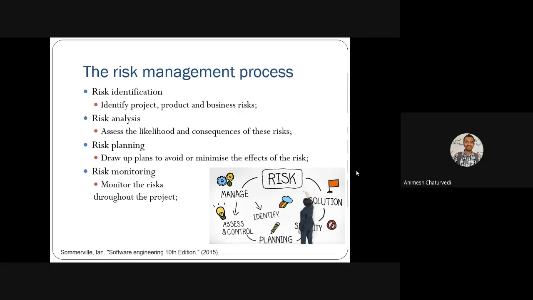Then the risk management process has these four steps. First, the risk is identified, whether it is on the project, product, or business. Thereafter, risk analysis takes place, meaning assessing or measuring the likelihood or consequences of these risks. Then planning: what are the plans to avoid all these kinds of risk and minimize their effect. Thereafter, risk monitoring is also done, to monitor all these risks throughout the project.